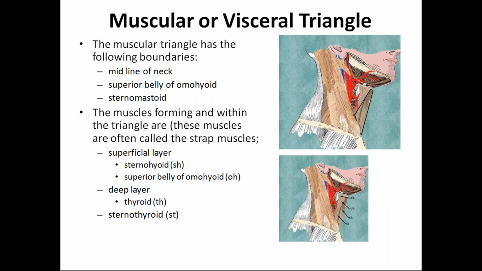So coming to the muscular or visceral triangle. The muscular triangle has the following boundaries: the midline of the neck, the superior belly of omohyoid, and the sternomastoid. The muscles forming and within the triangle are called strap muscles. The superficial layer consists of the sternohyoid and the superior belly of omohyoid. The deep layer consists of thyrohyoid and sternothyroid.